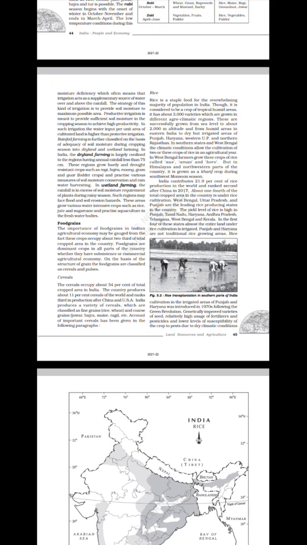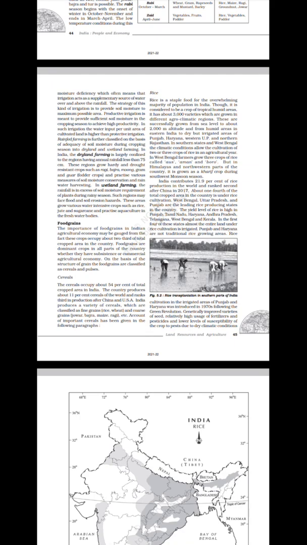In the first four of these states, almost the entire land under rice cultivation is irrigated. Punjab and Haryana are not traditional rice growing areas. Take a look at Figure 5.2, rice transplantation in southern parts of India. Rice cultivation in the irrigated areas of Punjab and Haryana was introduced in the 1970s following the Green Revolution.